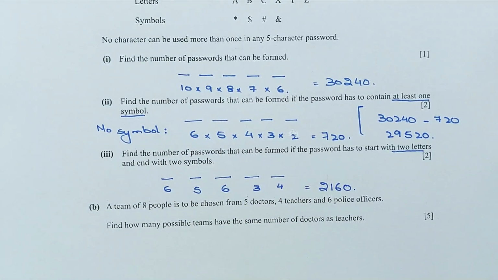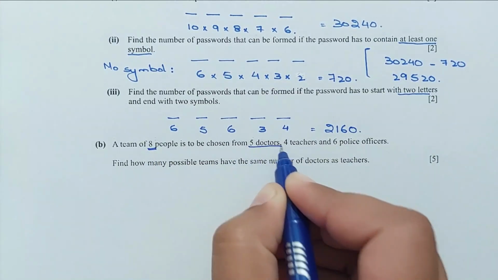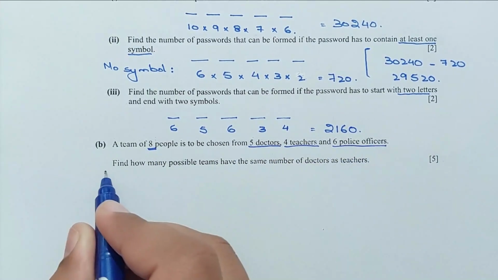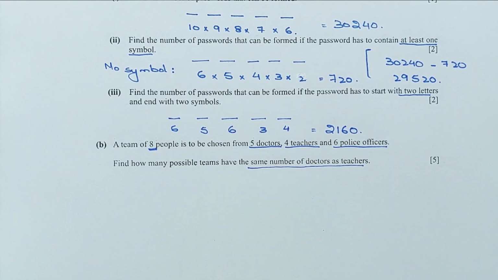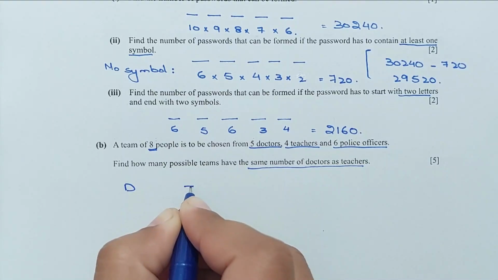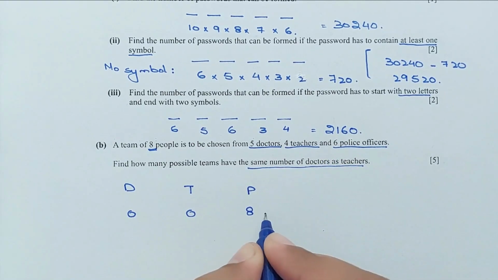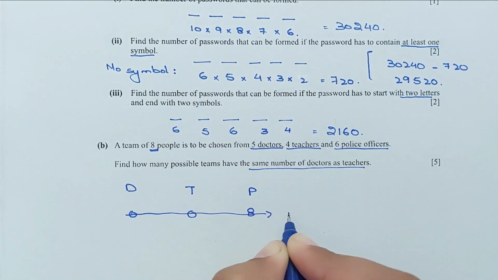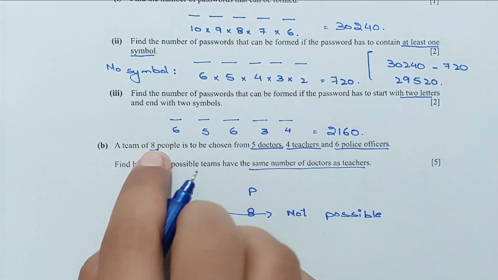All right. Now for part B, a team of 8 people is to be chosen from 5 doctors, 4 teachers, and 6 police officers. Find how many possible teams have the same number of doctors as teachers. Let me say D for doctor, T for teacher, and P for police officer. If I take 0 doctors and 0 teachers, the police officers should be 8, which is not possible because there are only 6 police officers, and the team should have 8 members.